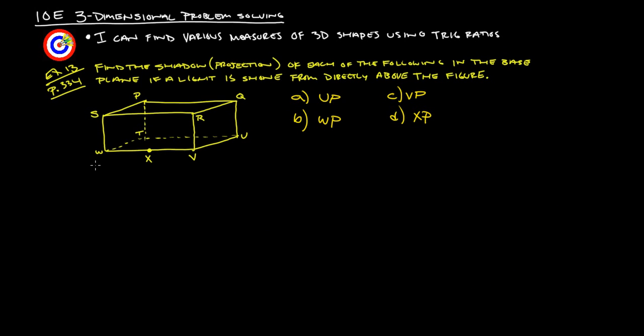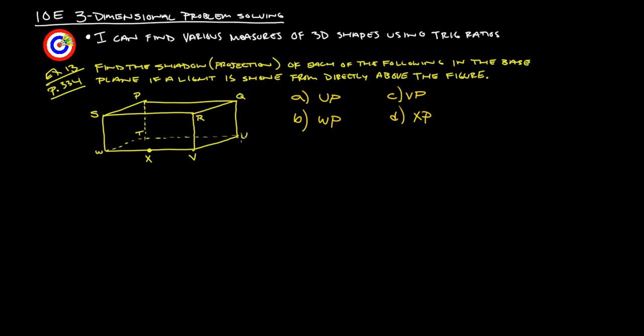This is example 13 from page 334, and this is like shadow or projection type questions. It says find the shadow or projection of each of the following in the base plane if a light is shone from directly above the figure. So if a light is shone from infinitely above, basically like the sun shining down on this, they're asking what would be the shadow of UP.